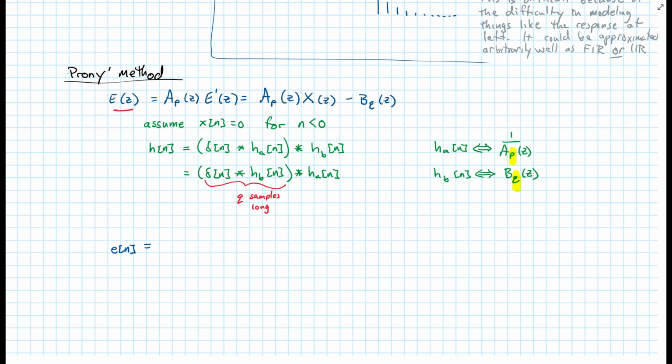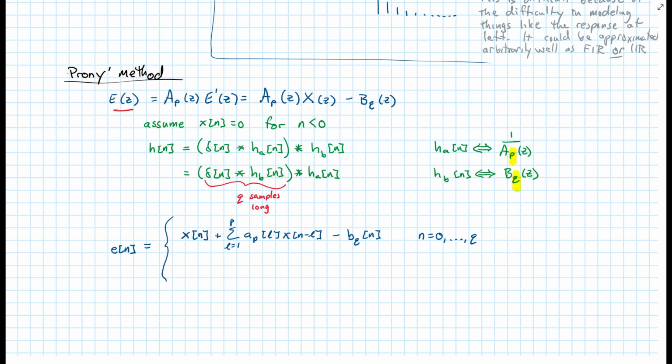in this manner. It's going to be equal to x of n, and I'll explain this in just a moment, plus the sum from L equals 1 to P of a_P of L x of n minus L minus b_Q of n, and that's for n equals 0 to q.